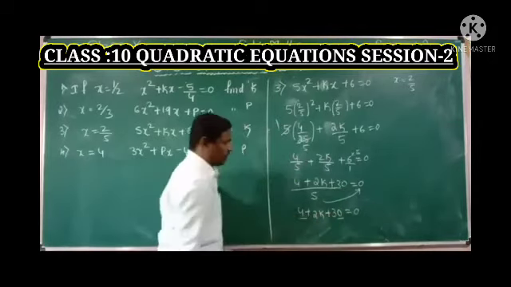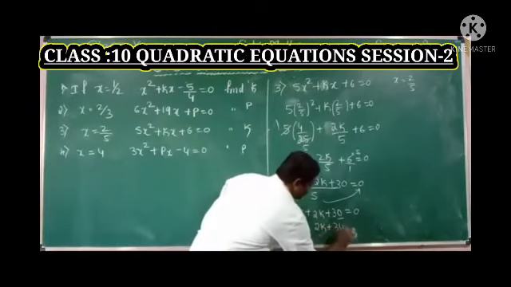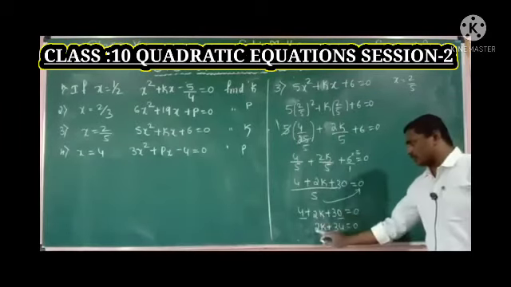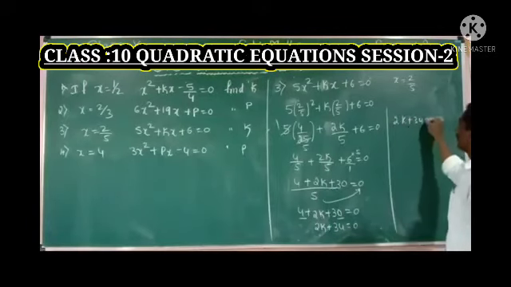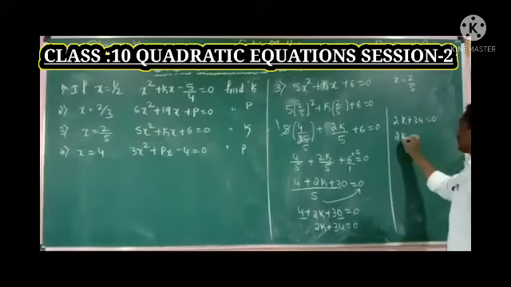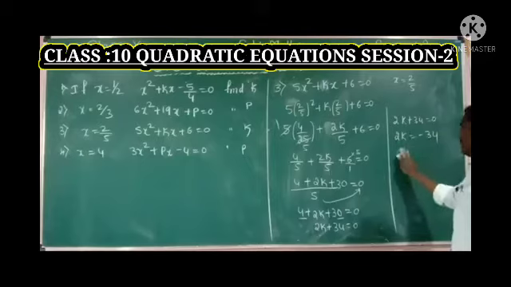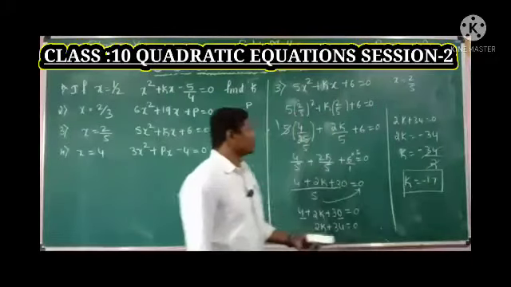Add these two constant values. 30 plus 4 is 34. So 2k plus 34, which is equal to 0. Now 2k plus 34 is equal to 0 means 2k is equal to, take this 34 to RHS side, becomes minus 34. Now k is equal to minus 34 divided by 2, that is equal to 2 ones are 2, 17s are 34. So k value is minus 17.